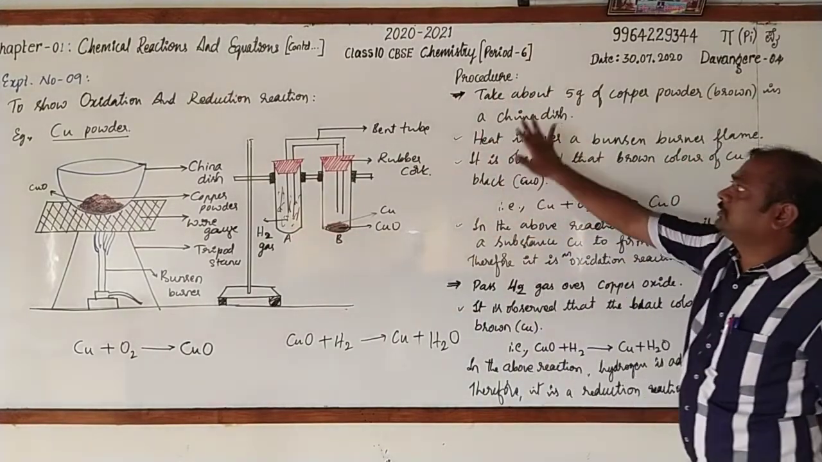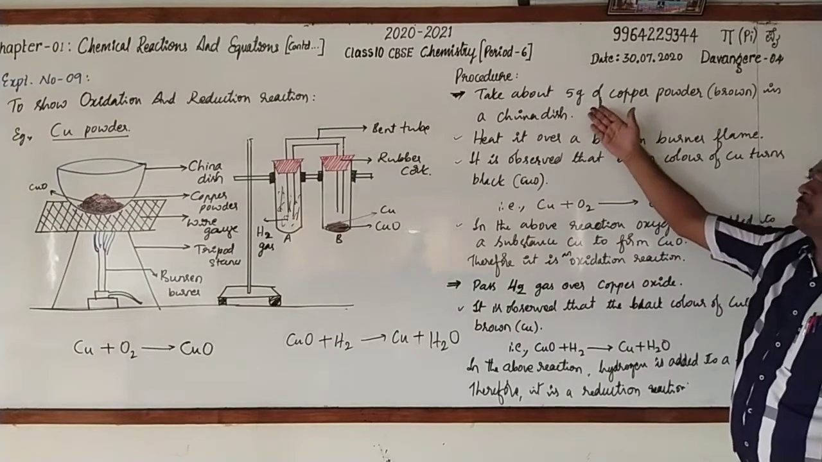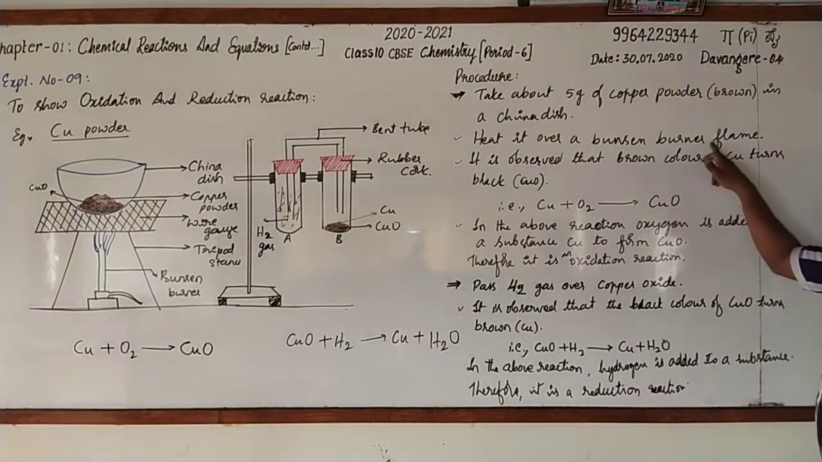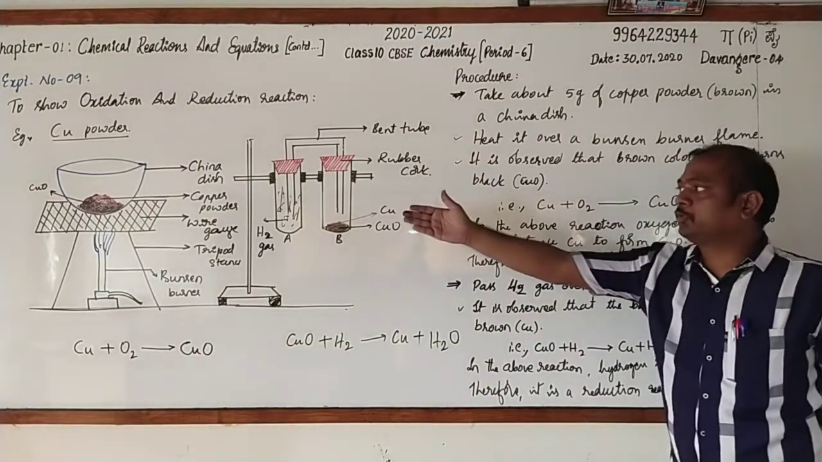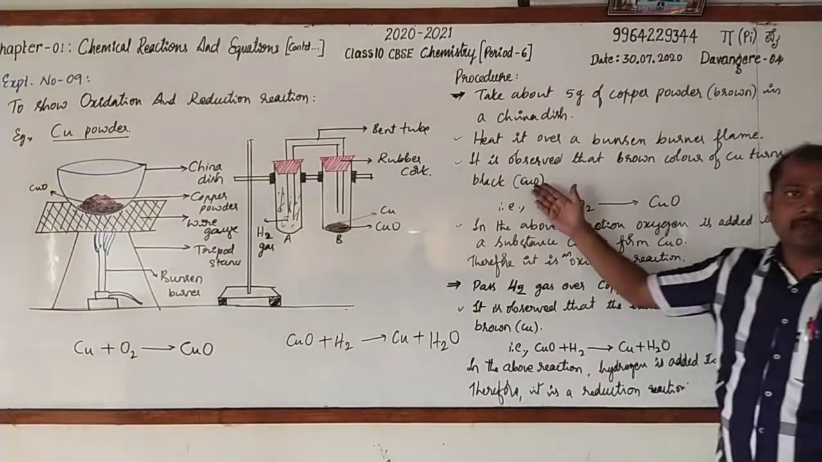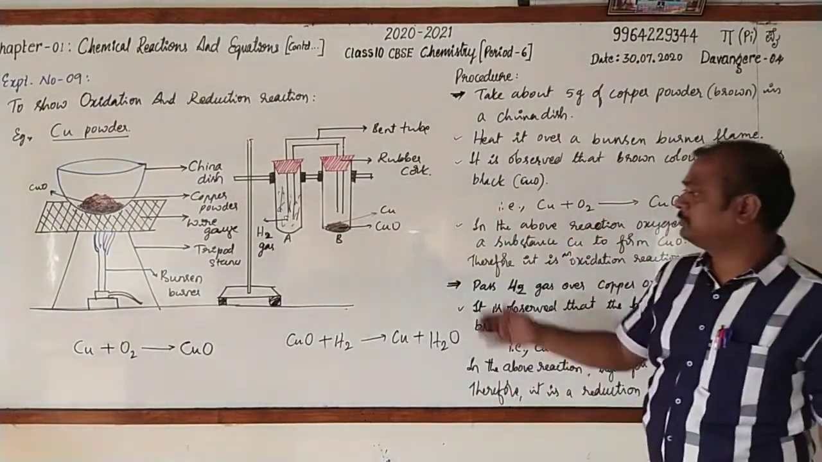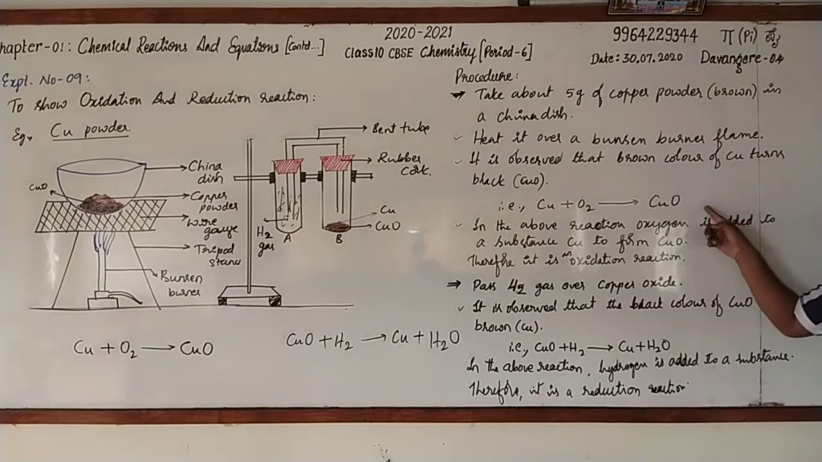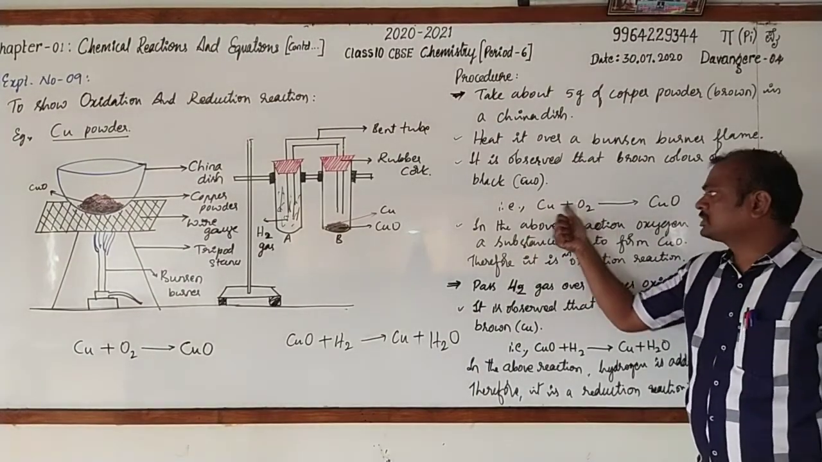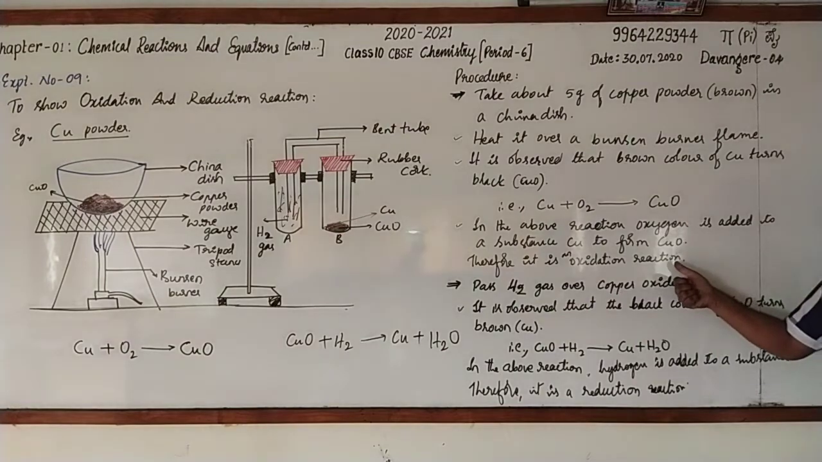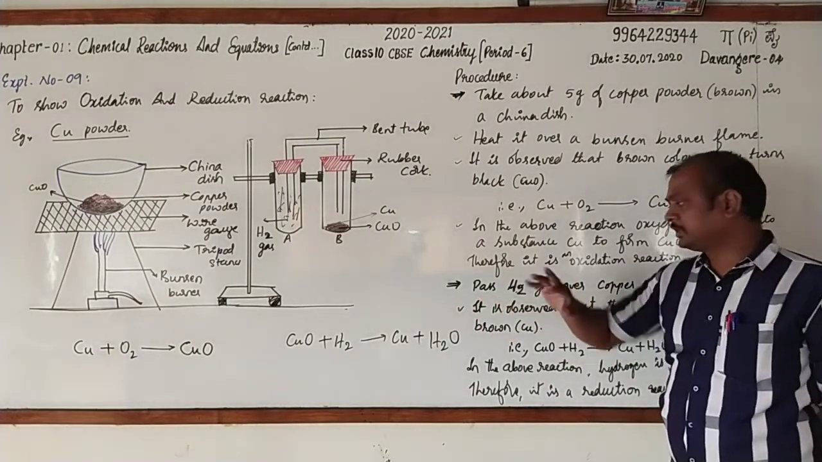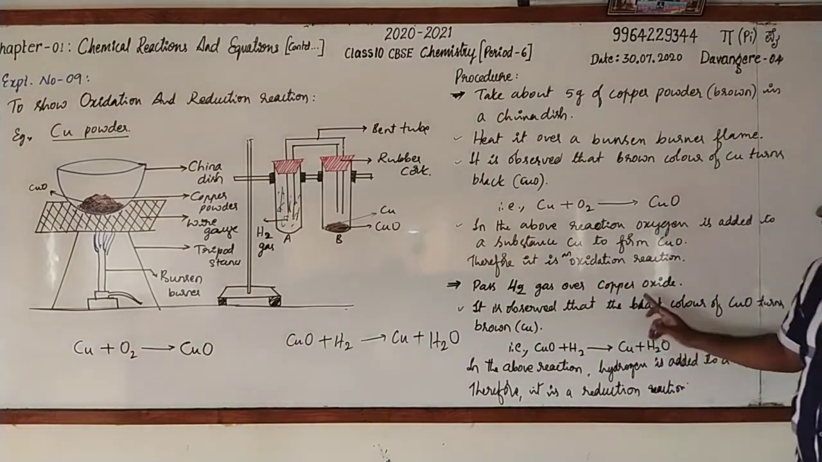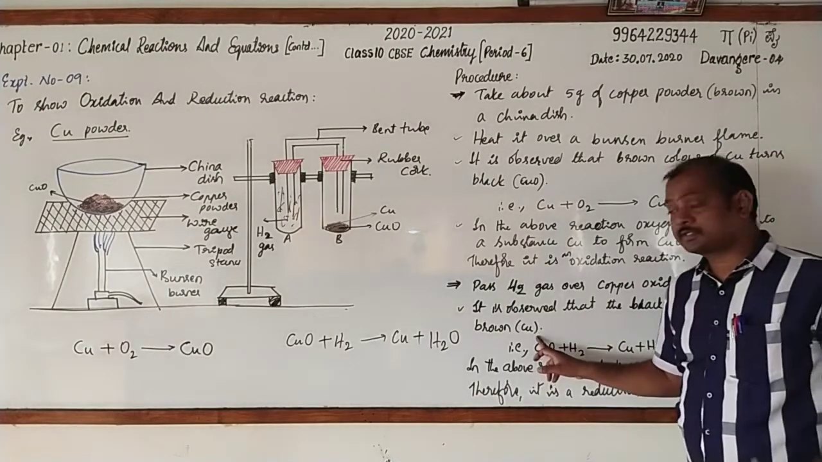Next, after that you have to write the procedure. It is very simple. First we have taken 5 gram of copper powder in a china dish. Then it is heated over a Bunsen burner flame. Then we will observe that brown color copper turns to black, which is nothing but copper oxide formed. It is because copper reacts with oxygen, that has been shown here. Cu plus O2 gives rise to CuO. In this chemical reaction, oxygen is added to a substance, therefore it is an oxidation reaction. Then after that, you just pass hydrogen gas over copper oxide. So this black color copper oxide turns brown, that is copper.